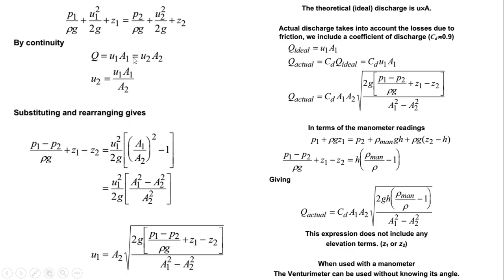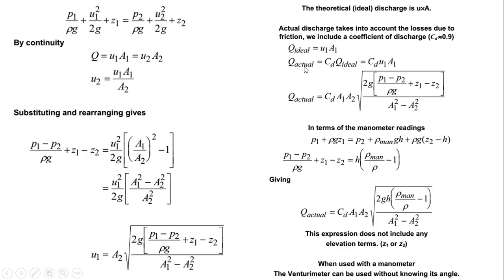We'll come back to this equation. Q is equal to u1a1. So we know that discharge is equal to velocity multiplied by area. But now we've got what is known as ideal discharge and also what is known as actual discharge. For ideal discharge, here we are not considering any losses, which means Q ideal will be equal to U1 multiplied by A1.